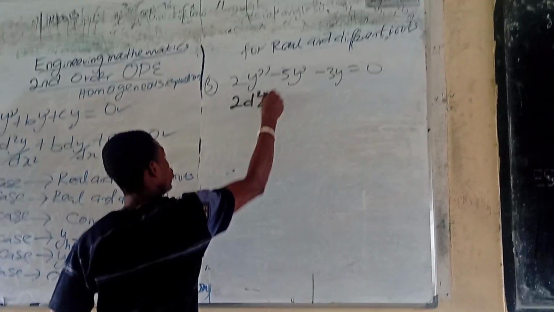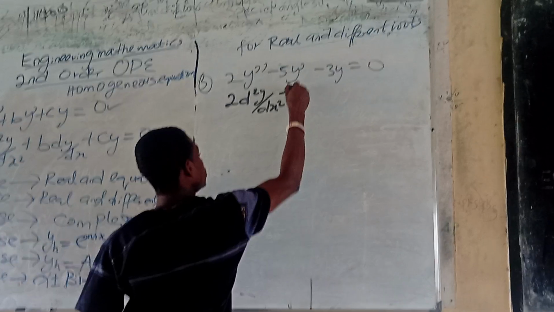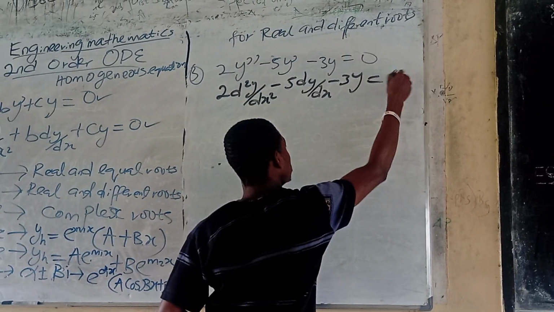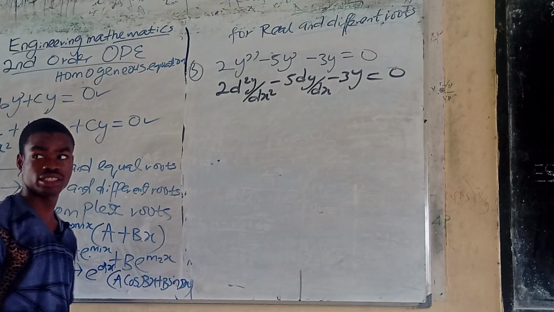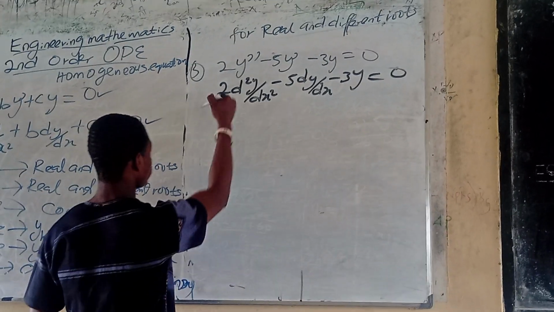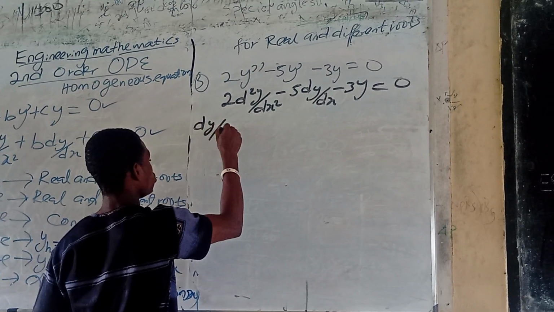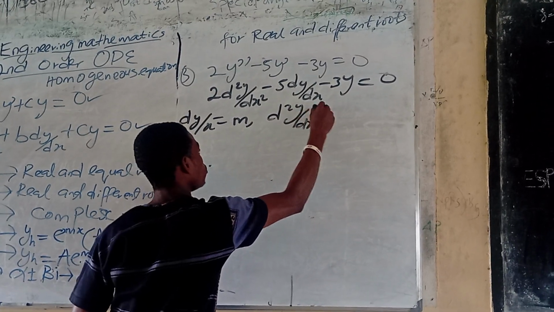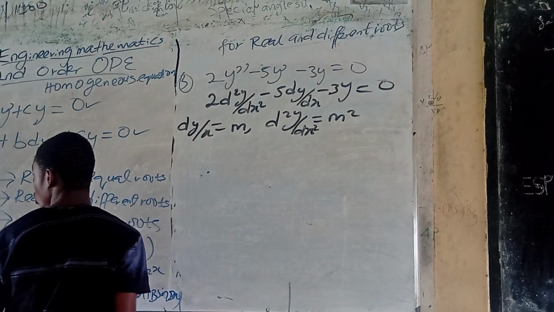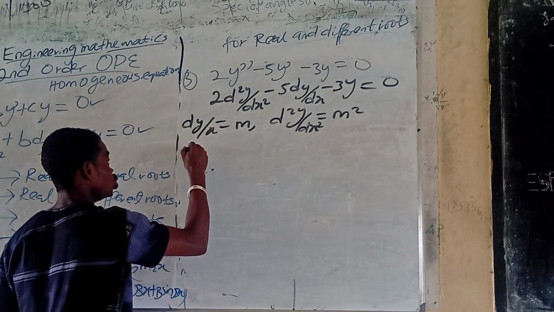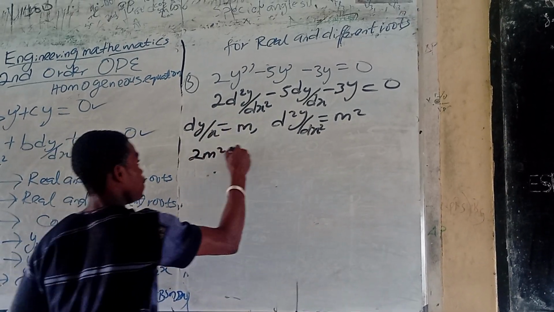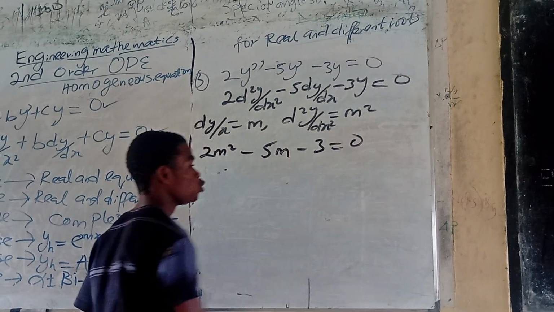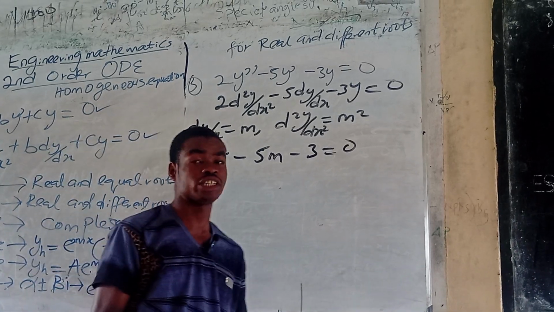2 d²y over dx² minus 5 dy over dx minus 3y equals 0. The dy over dx will be equal to m, and d²y over dx² will be equal to m squared. So we are going to get 2m squared minus 5m minus 3 equals 0. So let's proceed using the quadratic formula.